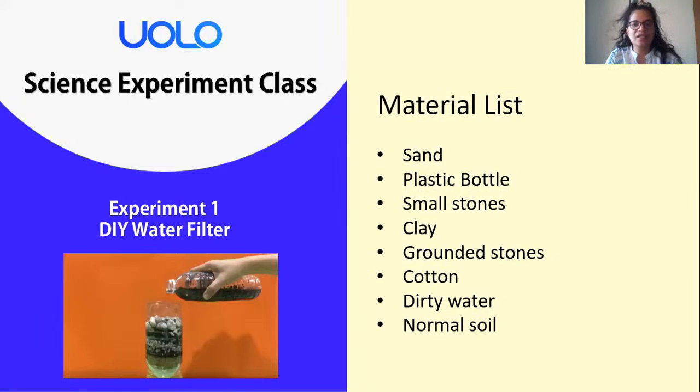Okay, so we need sand, we need plastic bottles, 2 of them. We need some stones, clay, grounded stones, cotton, dirty water, and normal soil. Now let me tell you, out of all of these, even if you don't have some of them, it is absolutely okay. For example, if you don't have small stones or grounded stones, it's okay. If you don't have clay, it is okay. But if you have pebbles or something, they can act as a substitute. So there is no problem at all.